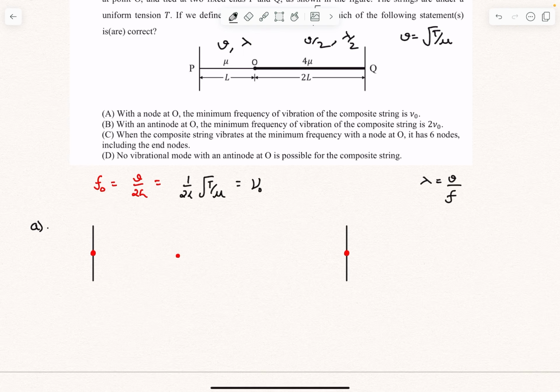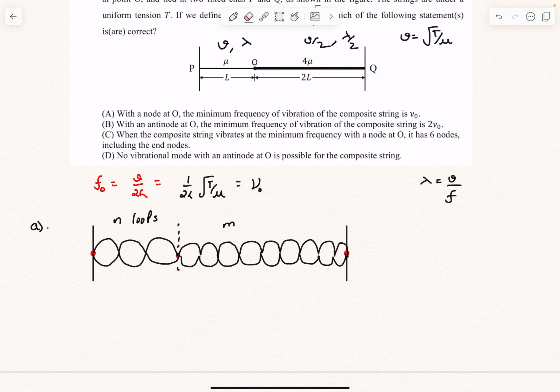And now as we have no information about how many nodes will be there on the left side, let's assume a general case. Okay, so let's take a case something like this, and let's say this is the nth harmonic for the left side. So let's say there are n loops, and for the right side we have to make sure that the wavelength is actually halved, so there will be multiple loops here. And let's say the right side is oscillating with m loops, or we can also say it is oscillating in its mth harmonic.